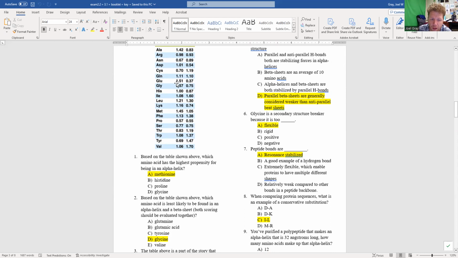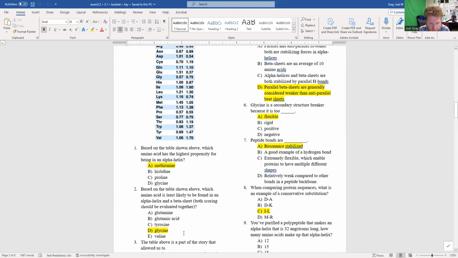So that's high for alpha, but low for beta. Tyrosine is 0.69 and 1.47, so that's low for alpha, high for beta. Glycine is 0.57, 0.75. Those are both below 1. Valine is 1.06 and 1.70. So our best answer is D, glycine.